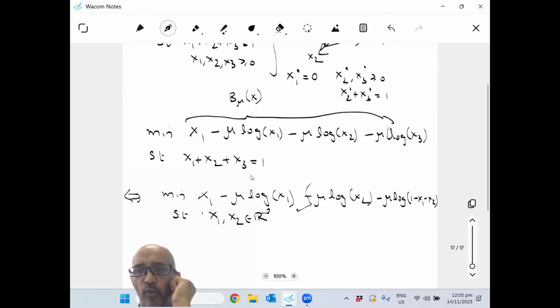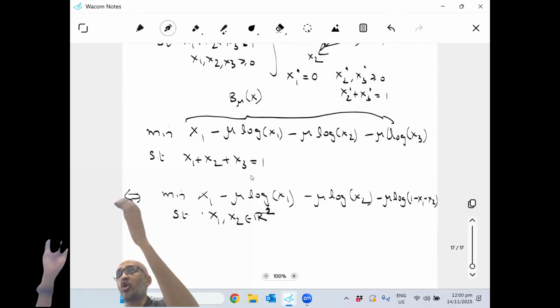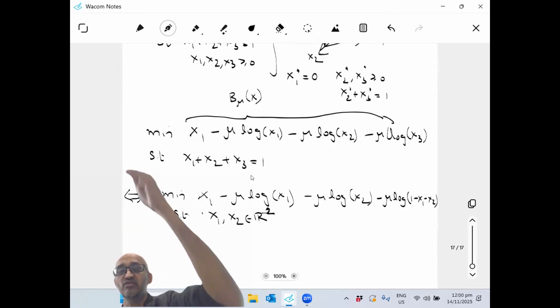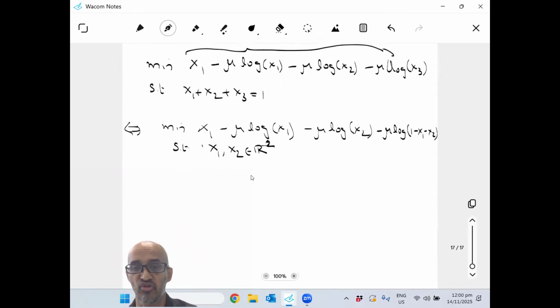Okay. So this problem should be easy to solve. It's a concave function. I'm sorry, it's a convex function. I'm trying to minimize. So put derivatives equal to 0. That's all you have to do. Put the derivative with respect to x1 equal to 0 and the derivative with respect to x2 equal to 0. So it's a trivial problem, almost trivial.